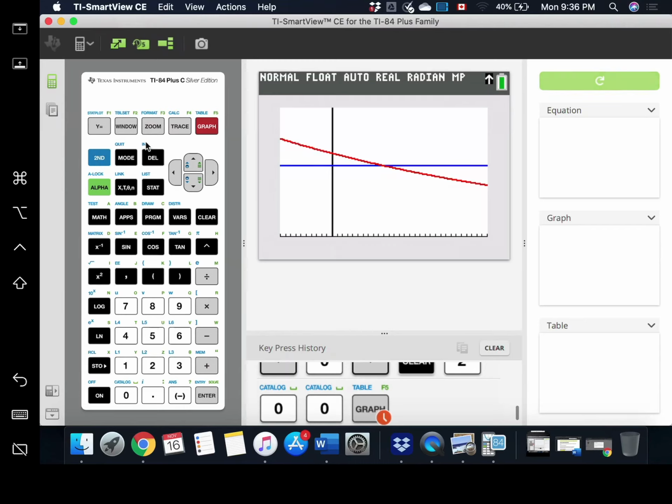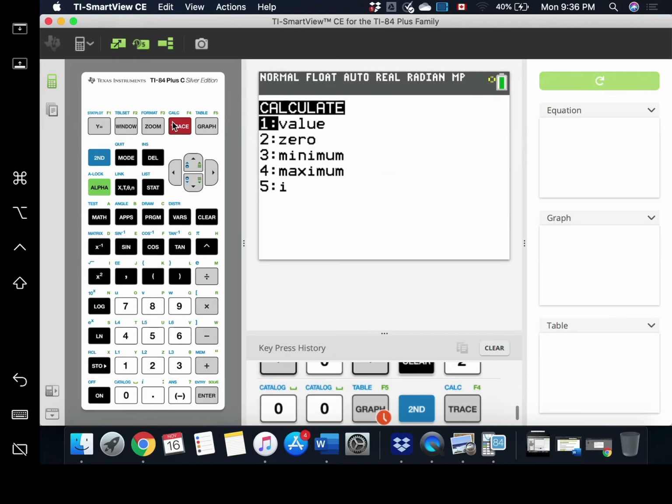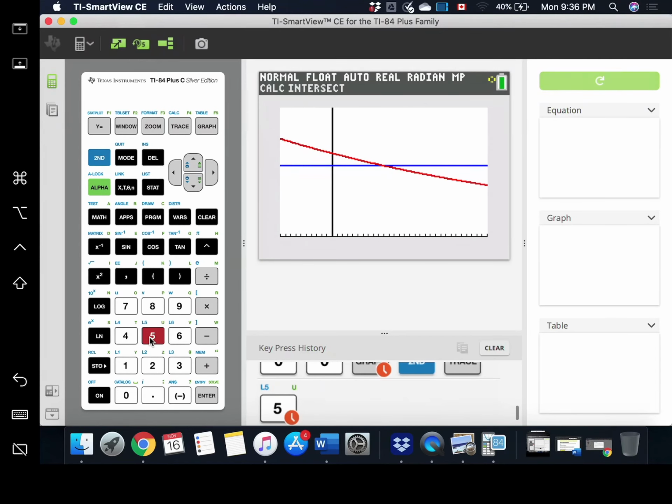Okay, and my intersection is being formed. So once you have the intersection visible, by setting your window properly, press second trace number 5. Move your cursor as close as possible to the intersection, which mine's already there. Press enter 3 times. Okay, the x coordinate is your answer.